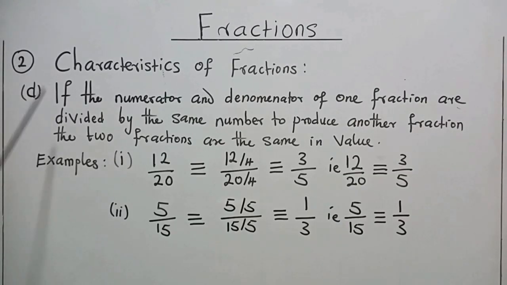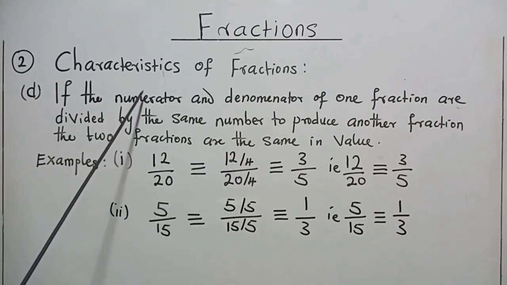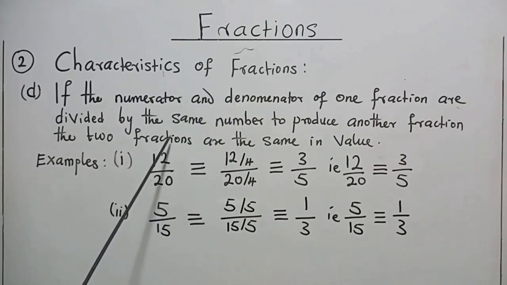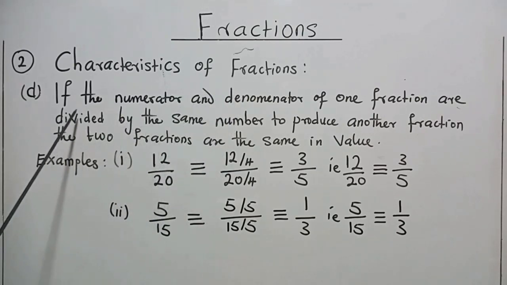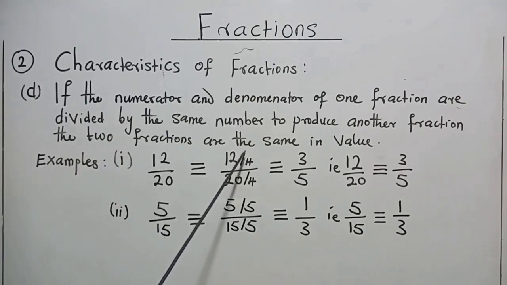Just two examples. The first example is 12 over 20. 12 is numerator, 20 is denominator. I want to divide each of them by the same number. That is, divide 12 and 20 by the same number. I have chosen 4 to divide both of them with. That is, to divide 12 by 4 and divide 20 by 4. So that both numerator and denominator, meaning 12 and 20, are to be divided by the same number. The same number here is that 4.